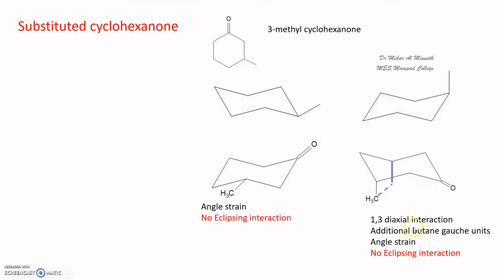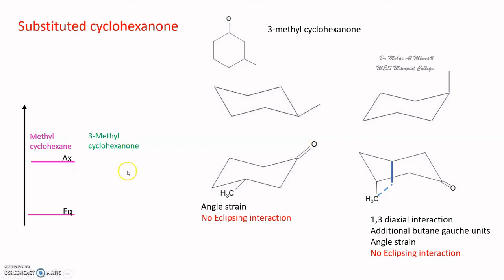Okay, so you can say that the energy of these two axial forms will be almost the same, because in cyclohexanone there will be an angle strain, but in methyl cyclohexane axial form there will be an additional 1,3-diaxial interaction when compared to the cyclohexanone. So when we write the energy diagram, for methyl cyclohexane, the equatorial will be more stable, and the energy of the axial form will be very high when compared to the equatorial form.